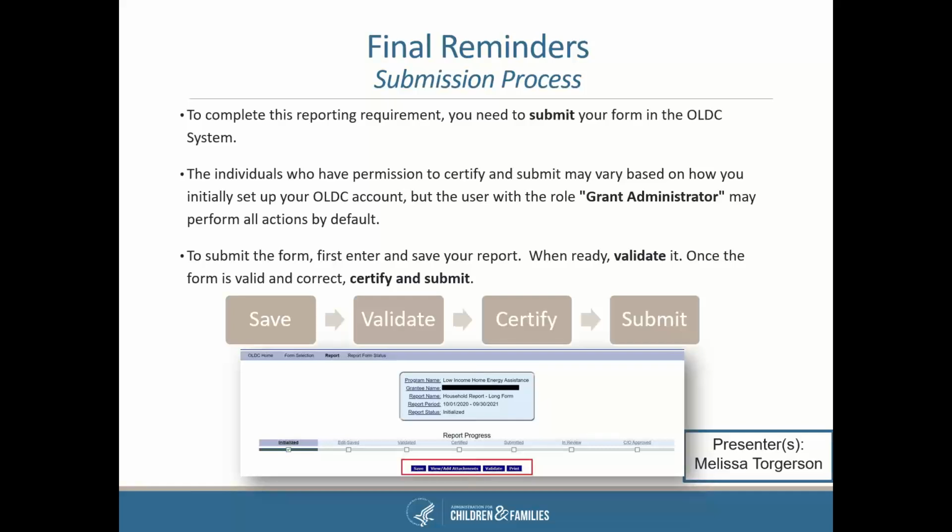This is the submission process. Now, hopefully by the time you get ready to submit this report, you've already done the household report and you'll be an ACE expert. But just to remind you, you will need to take steps to do this, and this includes entering and saving your report, validating it, certifying it, and submitting it. And you need to have certain roles to take all of these steps. So make sure that whoever's entering the report has the correct credentials so that they don't have to log out and find the right person to get this done.